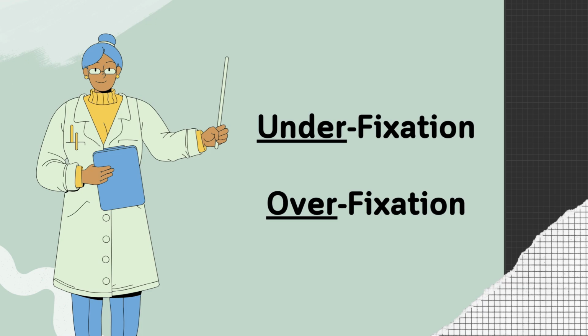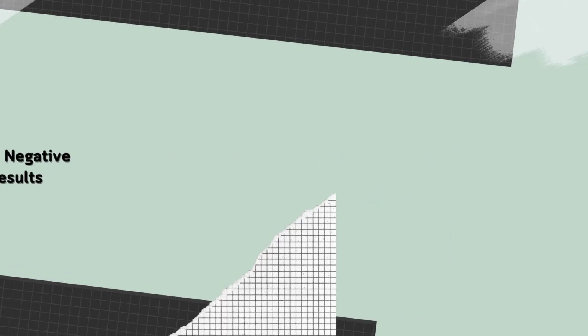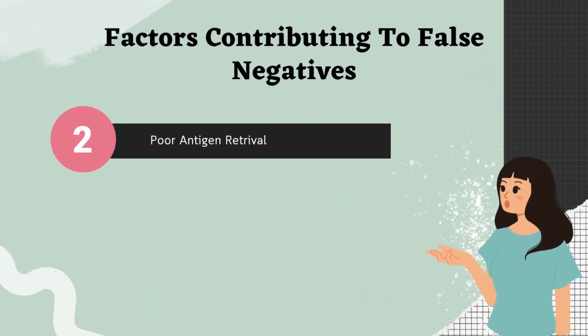This can happen due to both under and over fixation. If the target protein gets covered up or damaged during the fixation process, the antibody won't stick to it properly, leading to a false negative result. Another thing that can cause false negatives is when the antigen retrieval process isn't done right.